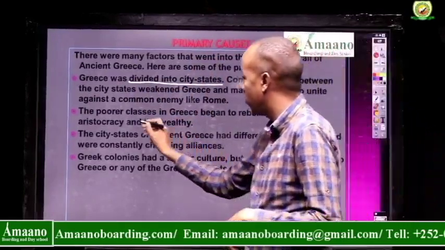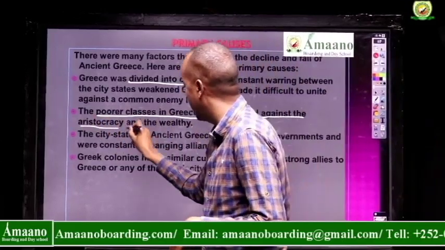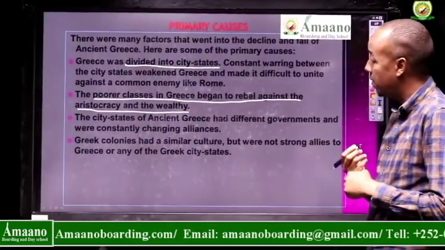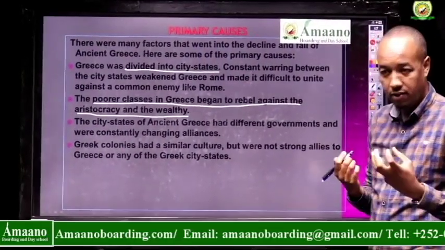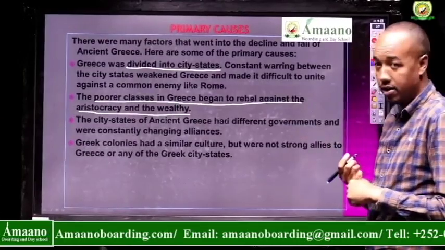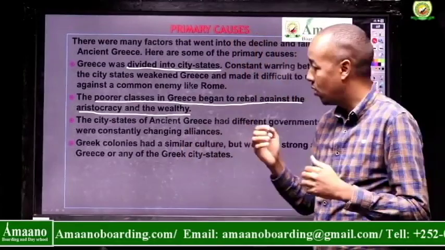And the other one is that the poorer classes in Greece began to rebel against the aristocracy and the wealthy. We talked about how the wealthy people were always in power in Greece, so the poor classes did not get most of the privileges the upper class were getting. So finally, there was a clash between the upper and lower class.